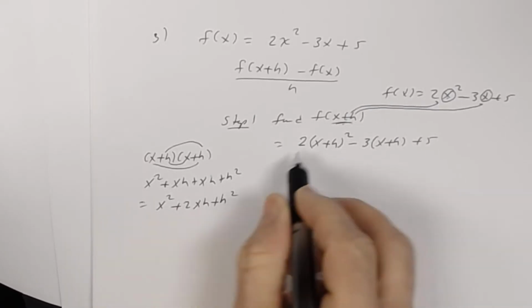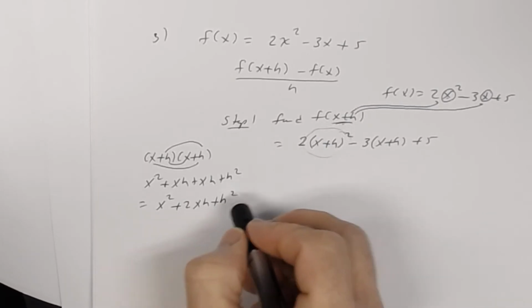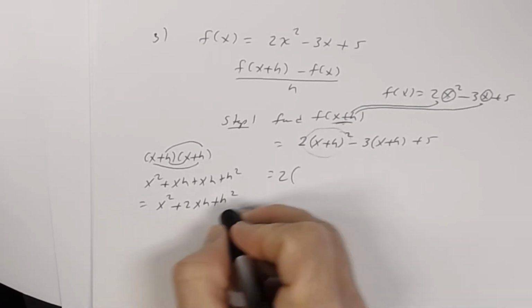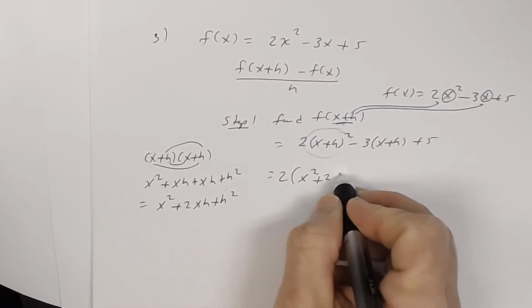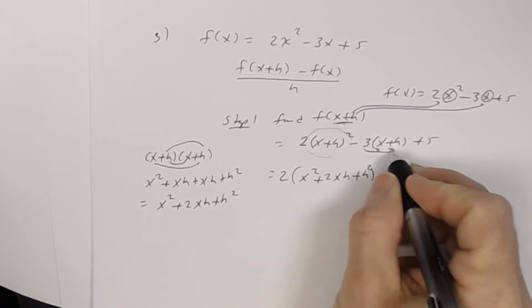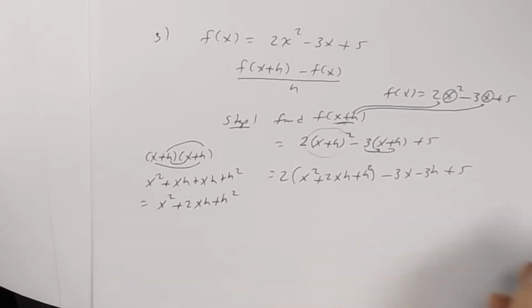So that trinomial goes here. All of that, this trinomial right here, gets multiplied by 2, so you say 2 times this trinomial, just like this. And then let's go ahead and distribute the negative 3. So that's minus 3x minus 3h plus 5.